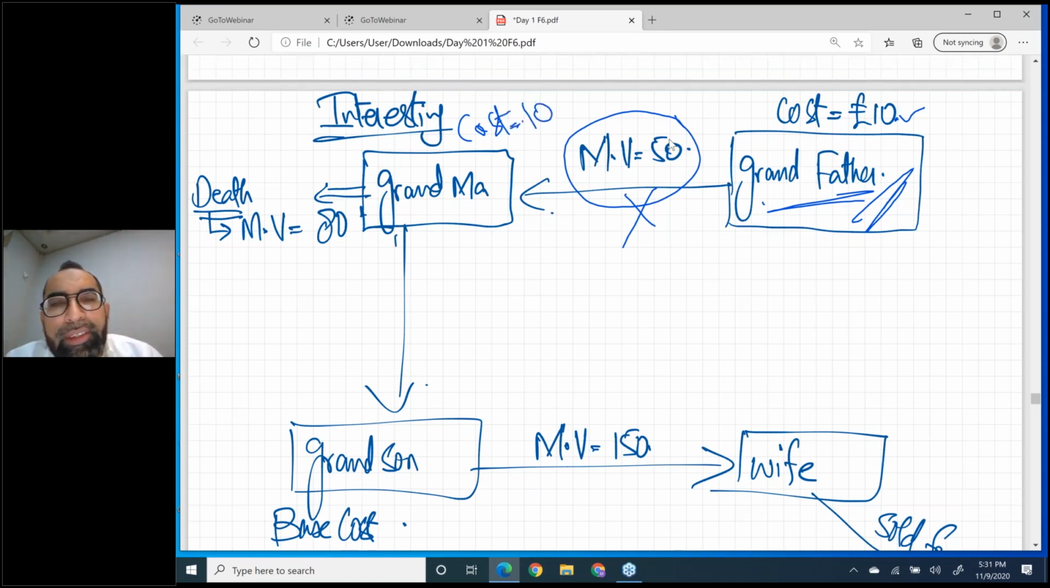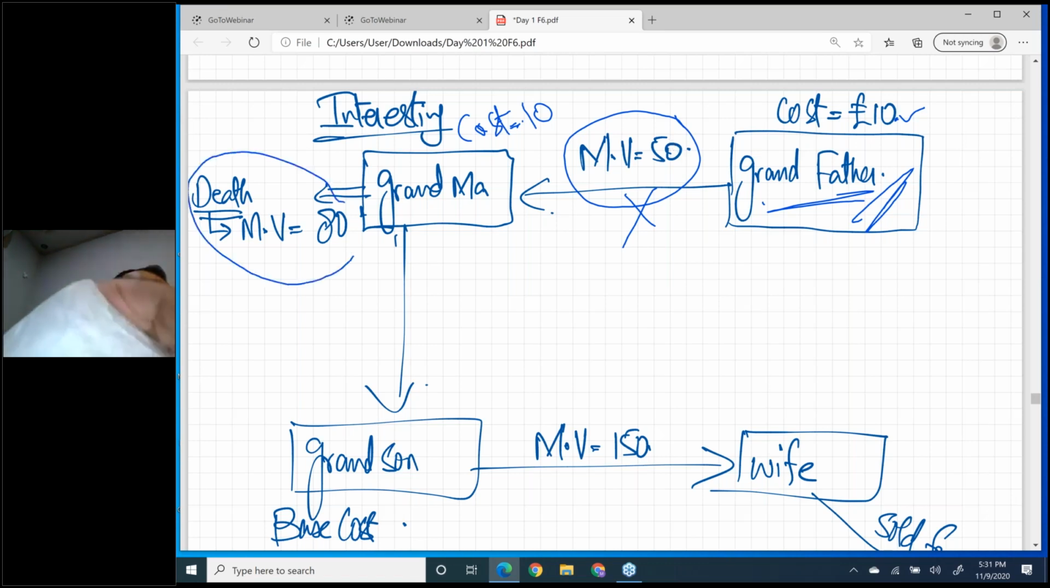Okay, so now the first step has been done. The asset has been transferred to grandma. The cost to grandma is 10, the same cost. Ignore the market value. After a few years, grandma passed away, and this is a natural problem; we all have to leave this world. At the date of grandma's death, the market value of this asset is 80. And according to grandma's will, this asset is to be transferred to the grandson.